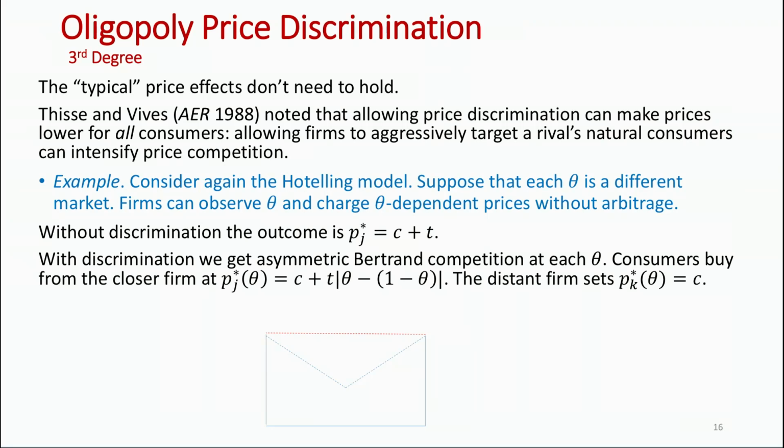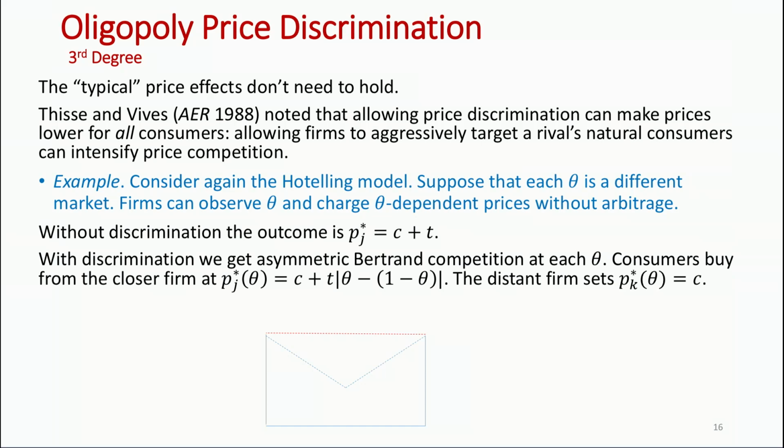There's a set of papers in the 1980s noting that this is the typical effect of banning price discrimination in oligopoly markets, but the typical effects don't have to hold. There's a paper by Thisse and Vives, AER 88, that makes the point that allowing price discrimination can make all consumers better off. When you let firms price discriminate, it lets firms aggressively target rivals' natural consumers, and that can intensify price competition.